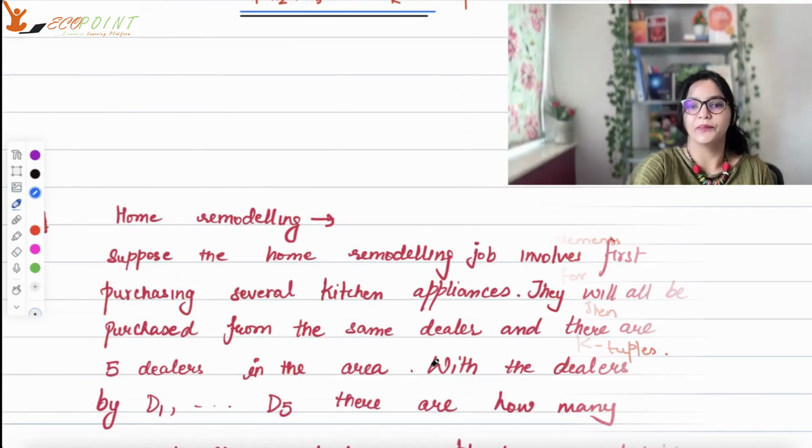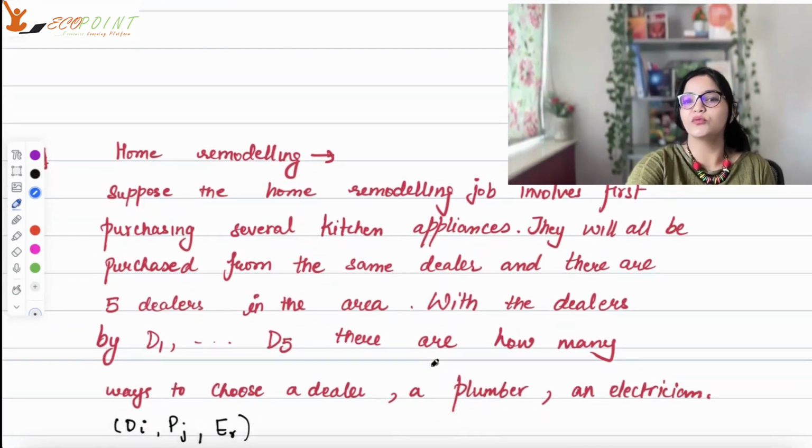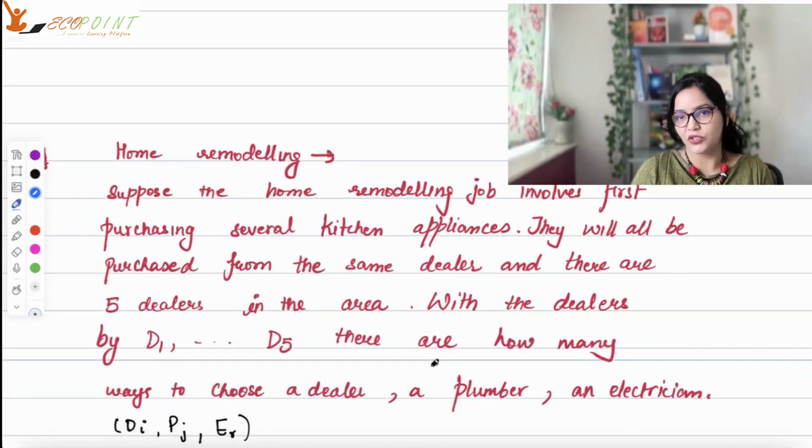The way it was happening here. For example, in the home remodeling question that we did, it also involves first purchasing several kitchen appliances. They will all be purchased from the same dealer and there are 5 dealers in the area. So if I'm also including kitchen work, with the dealers D1 till D5, how many ways are there to choose a dealer, a plumber, and an electrician? This time you have 5 dealers for the kitchen, 12 plumbers, and 9 electricians. So in total, that many options.